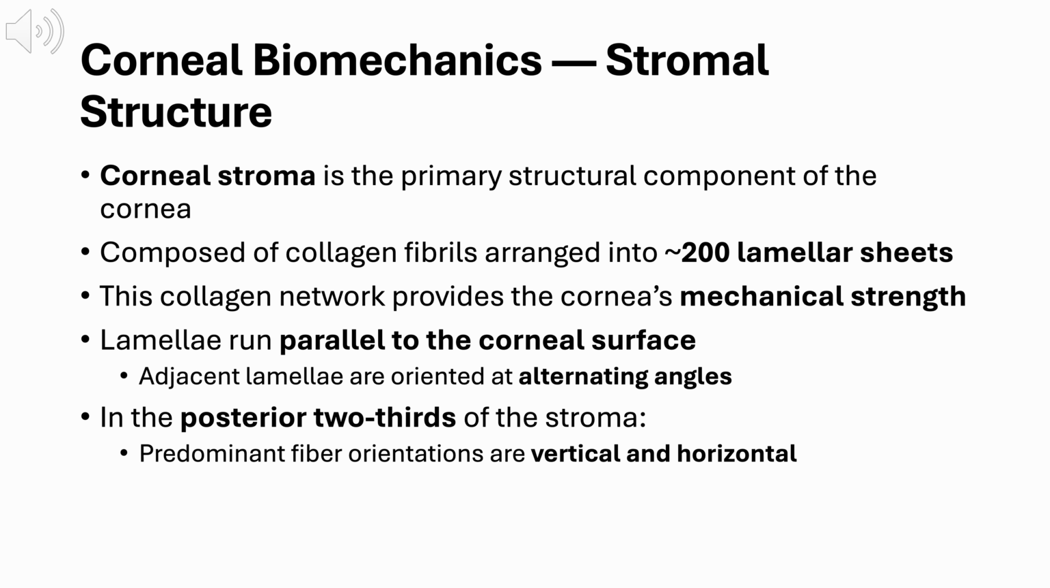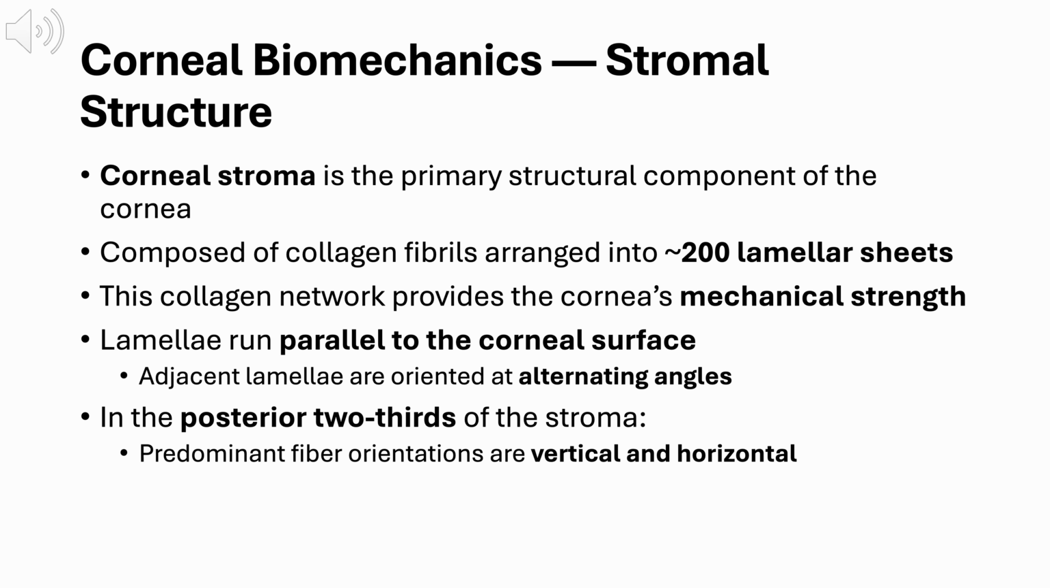This slide focuses on the stroma, which is where most of the cornea's mechanical strength comes from. The corneal stroma is the primary structural component of the cornea and makes up most of its thickness. It's composed of collagen fibrils organized into roughly 200 lamellar sheets, forming a highly ordered collagen network rather than a random mesh. These lamellae run parallel to the corneal surface, and adjacent layers are oriented at alternating angles.